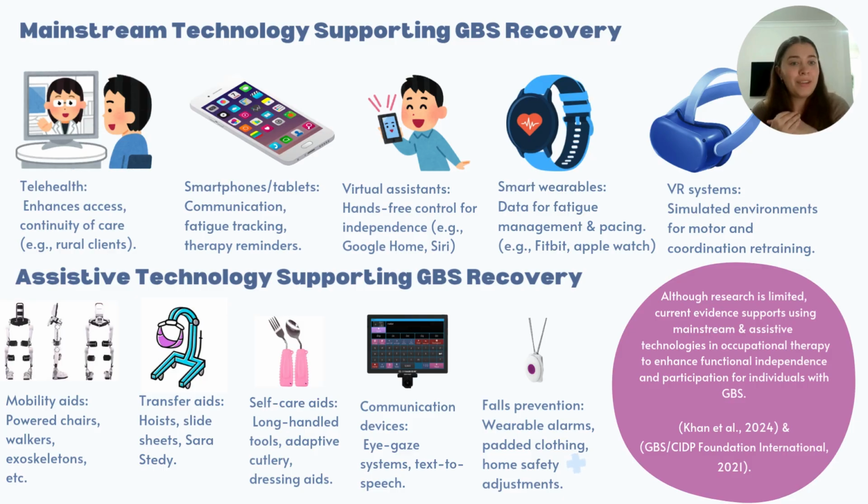Some more assistive equipment that we use is things like self-care aids, so long-handled sponges and long-handled shoehorns, adaptive cutlery, just to promote those everyday ADL independence skills. Communication devices, so after they've just had a ventilator, it can be really difficult to talk. So using things like eye gaze systems are really handy to promote communication.